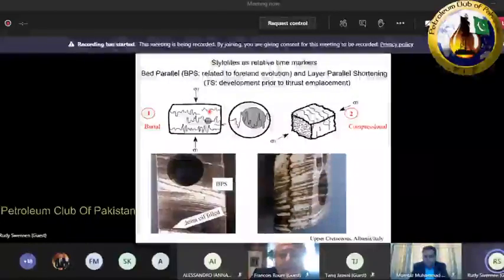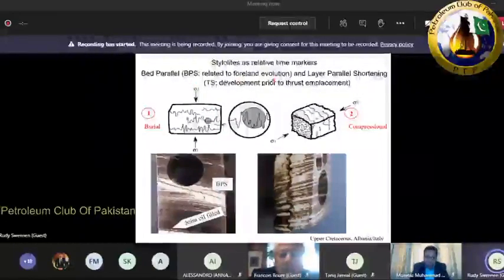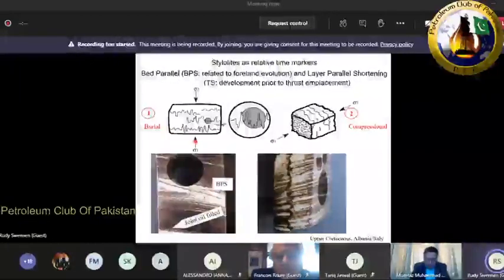Very important in these foreland fault and thrust belt systems is the development of stylolites. And we make a differentiation between bed parallel stylolites, which relate to the evolution of the foreland, of the burial cycle, as you can see in this picture a little bit, turbidites, which is oil stained, and where a stylolite is developing bed parallel, perpendicular to the sigma 1 of the burial cycle.